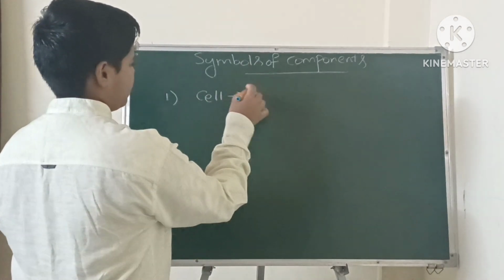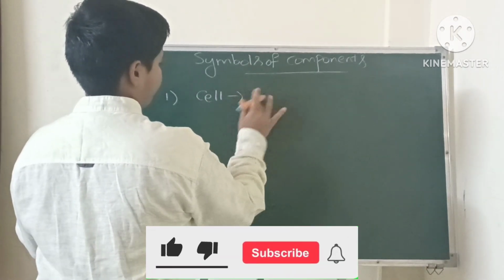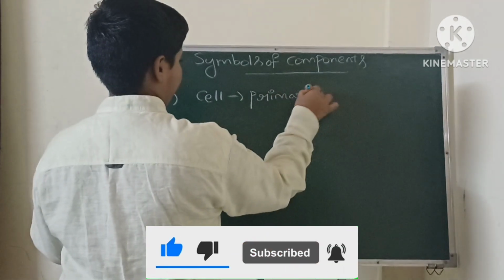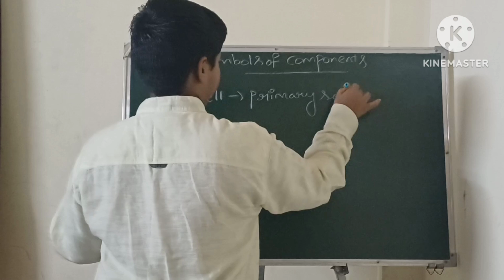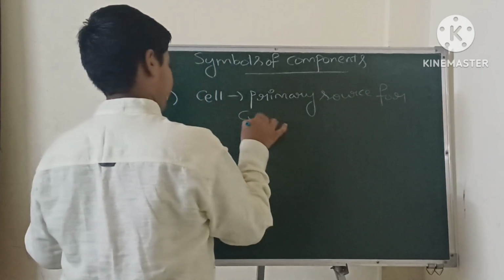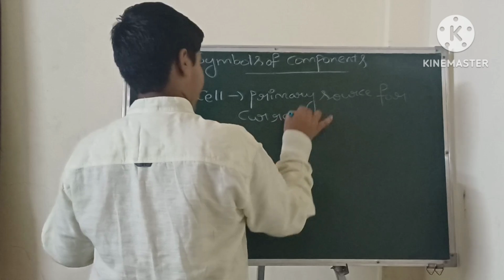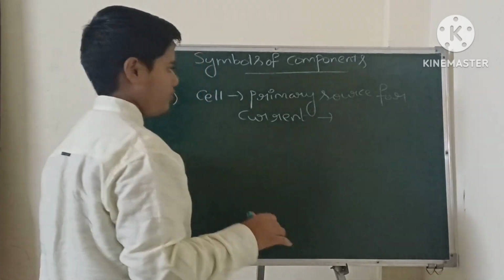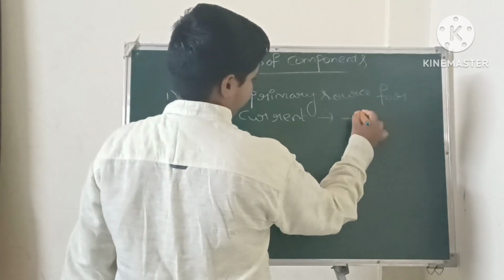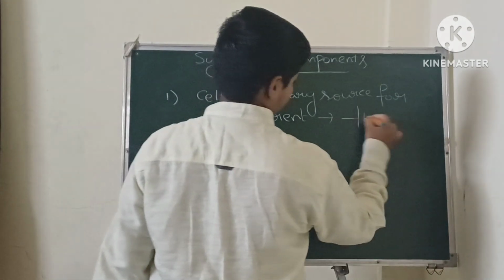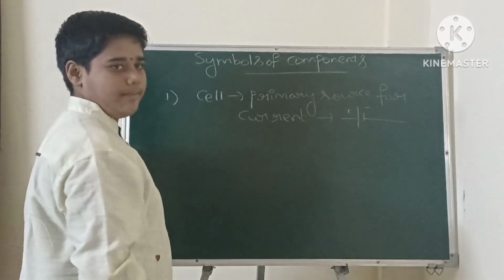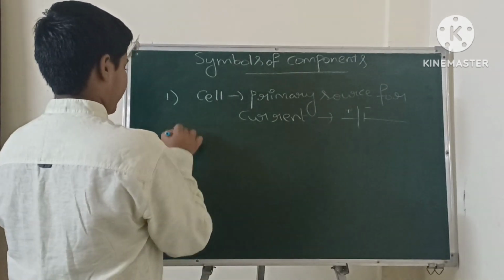Cell means primary source for current. So what is the symbol of this cell? We have to represent it like this. This is the positive terminal, this is the negative terminal. Okay?